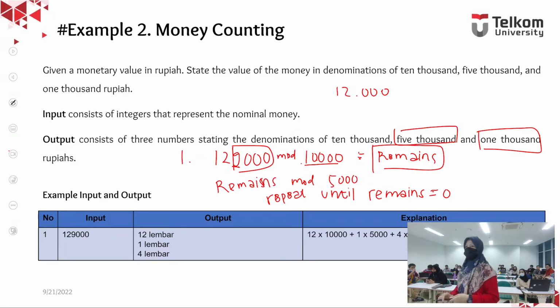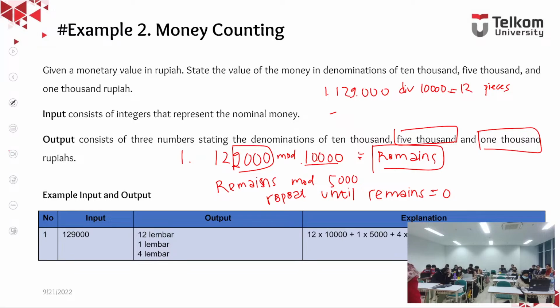I will try to write it again. So this is for example, 129,000 divided by 10,000, and then the result is 12, right? And then next we need to calculate the remaining values.